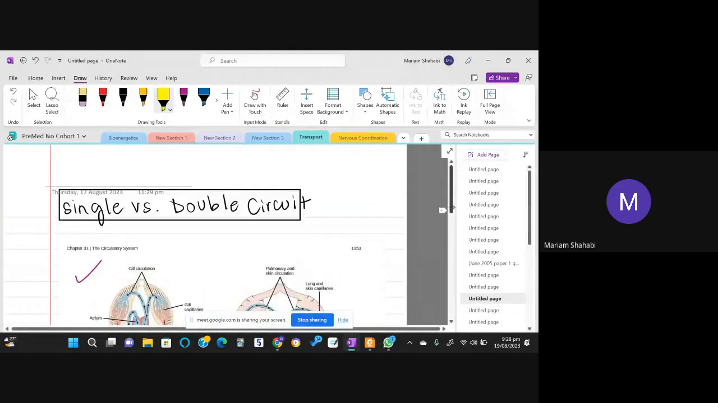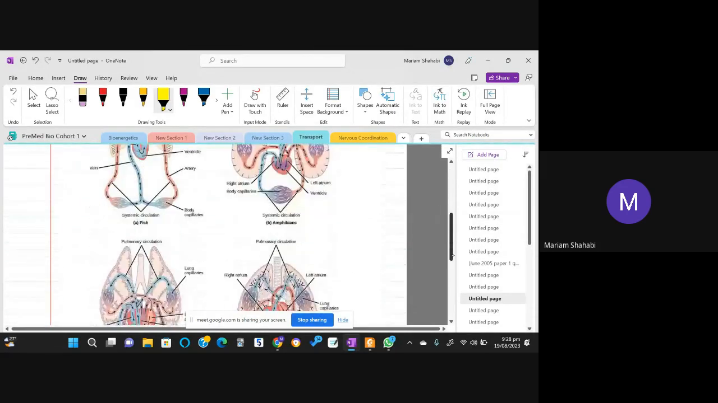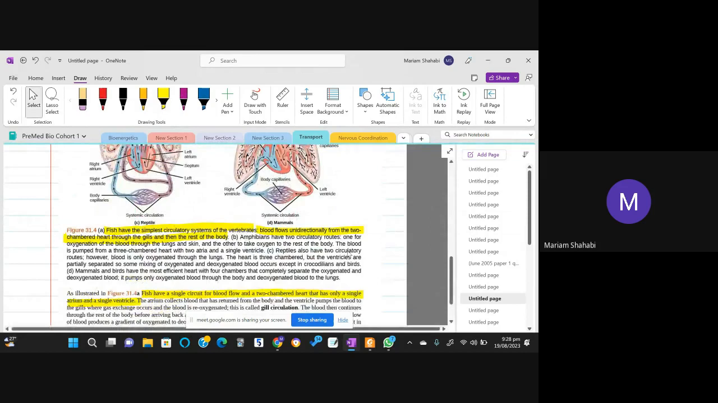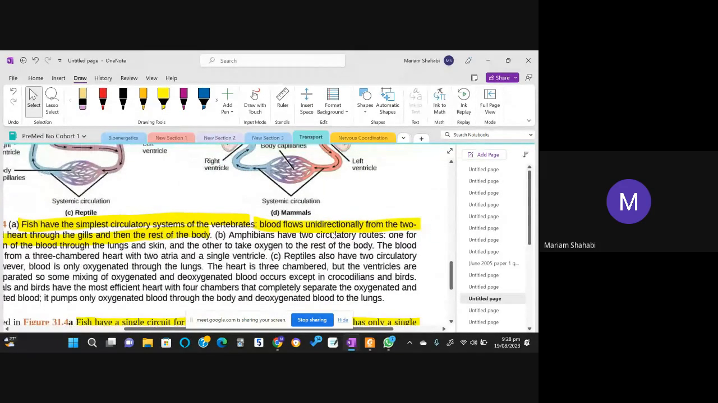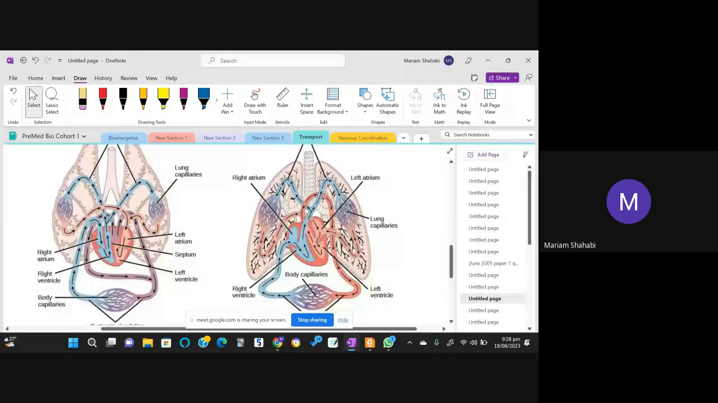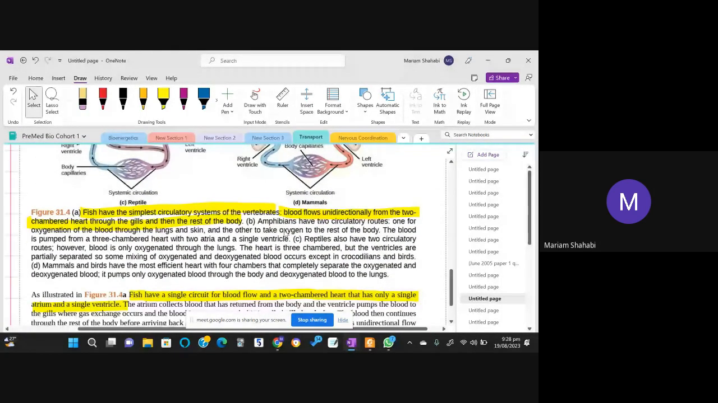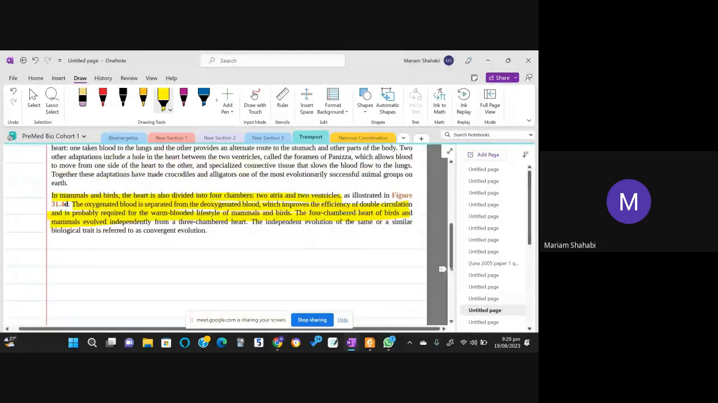Open and closed circulation. Now this is a bit conceptual, single circuit versus double circuit circulation. Now in this we're going to come to vertebrates. In vertebrates we have these groups: fish, amphibians, reptiles and mammals. So in fish we have the simplest type of circulation among the vertebrates, and blood flows unidirectionally from the two-chambered heart through the gills and the rest of the body. Let me explain this. We'll do the reading later, first let me explain.